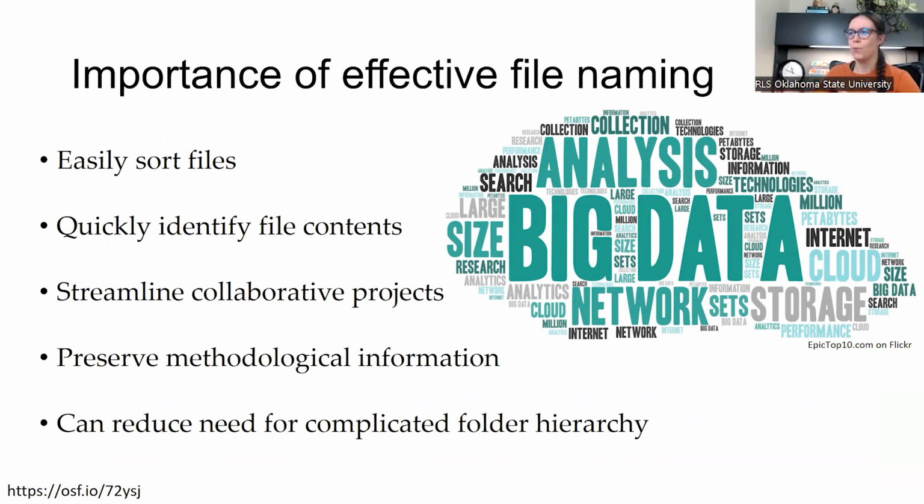Again, just a few plugs for why it's important to intentionally and informatively name files. For one, it can help you more easily sort them. You can also quickly identify the file contents. I don't know how many times I've had to click on a couple dozen files in a row just to try and find the particular file I was looking for because I named it poorly. It will help streamline collaborative projects because it's going to be easier for everyone to know what's contained in particular files and where to find them. And by naming your files more intentionally, you can also reduce your need for a more complicated folder hierarchy. Instead of having to navigate through several different subdirectories, you might just need to scan through your file names.